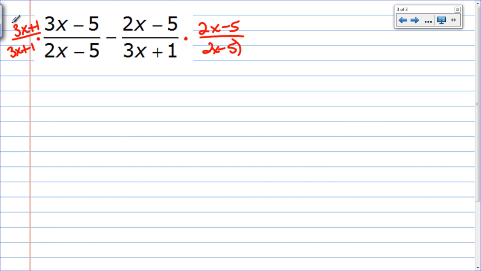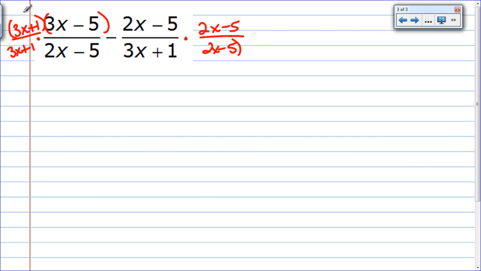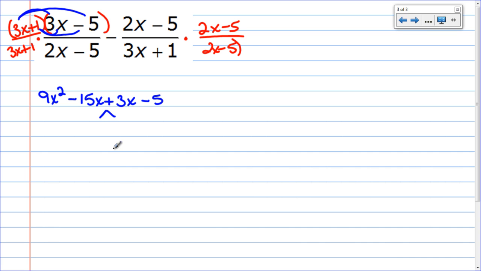Now, when I multiply, I have to multiply 3x plus 1 times 3x minus 5. And we have to go way back to Algebra 1. Remember multiplying polynomials. So we do 3x times 3x, which is 9x squared. 3x times negative 5 is minus 15x. 1 times 3x is plus 3x. And then 1 times negative 5 becomes minus 5. Now I'm going to simplify that before I write my problem out. I can add those two in the middle together. So this becomes 9x squared minus 12x minus 5.